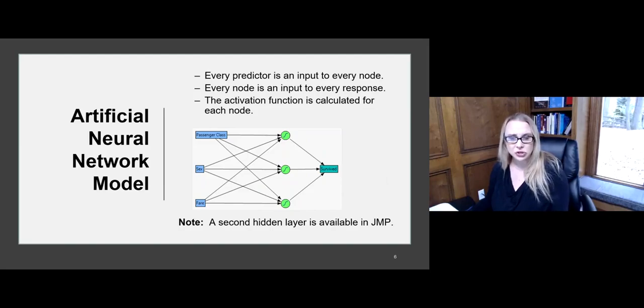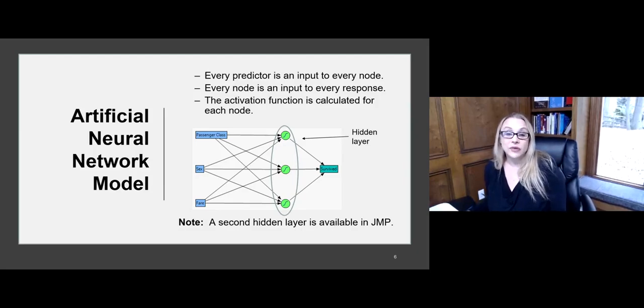So now let's look at the structure of an artificial neural network model. Every predictor is an input into every node. So here we are looking at the Titanic data set where we are using passenger class, sex, and fare as the predictor variables to try to predict whether the individual survived. So each of these variables is an input into every node. And so in this case, we have 3 nodes and 1 hidden layer. So this is our hidden layer here.